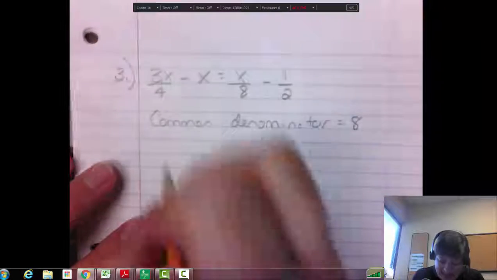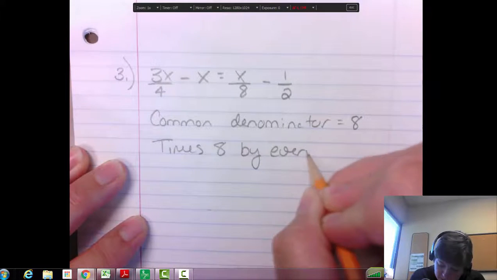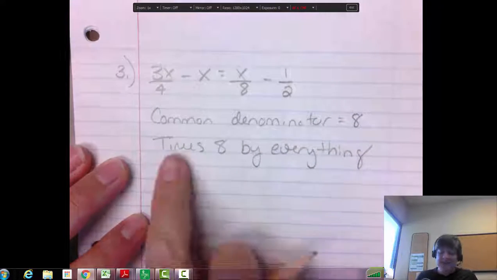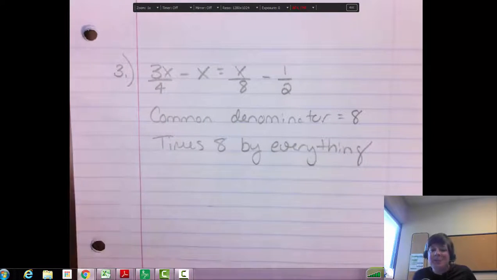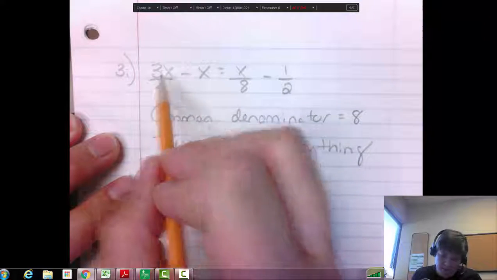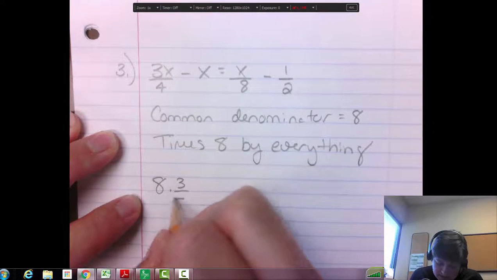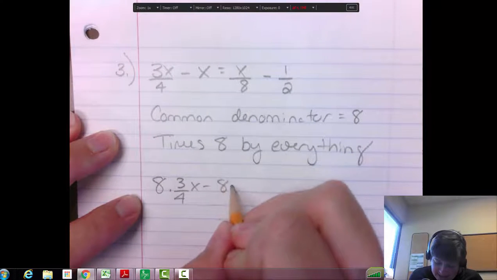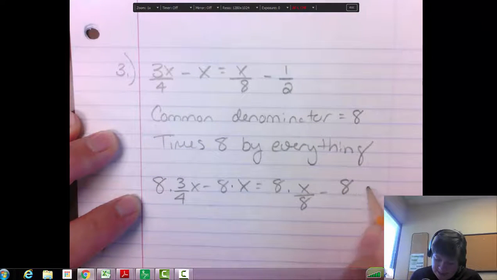I'm going to times 8 by all terms. So times it by everything. This is the biggest mistake on this shortcut, and this gets rid of all of your fractions. And it basically just makes your equation look prettier and is a very efficient way to deal with fractions in an equation. So I'm going to take 8 and I'm going to times it by here, here, here, and here. So let's write that out. 8 times 3/4 x minus 8 times x equals 8 times x over 8 minus 8 times 1/2.